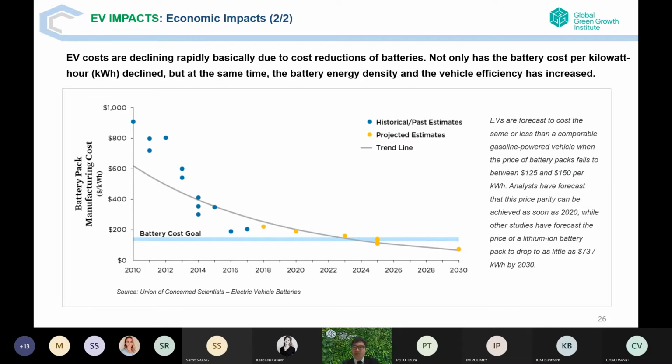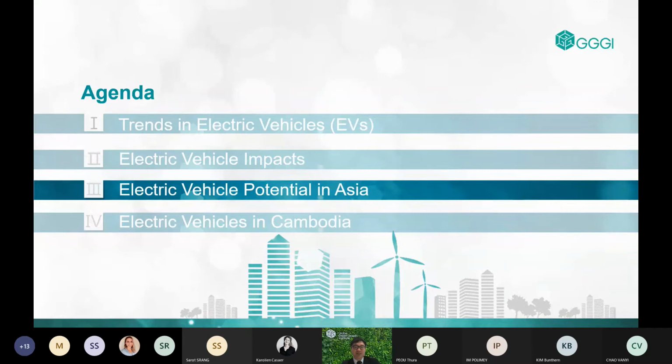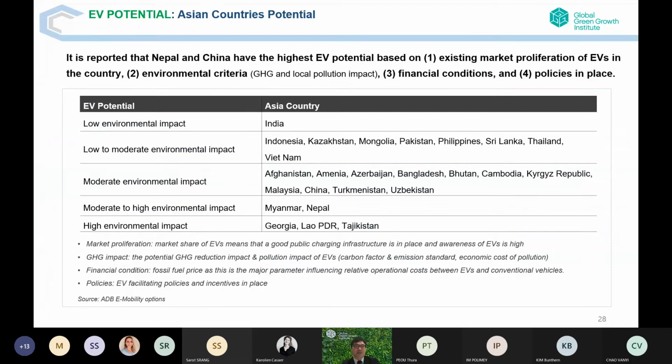And I'd like to briefly introduce the potential in the Asian electric mobility market. It is reported that Nepal and China have the highest electric potential, based on existing market proliferation of electric vehicles in the country, environmental criteria, financial condition, and policies in place.